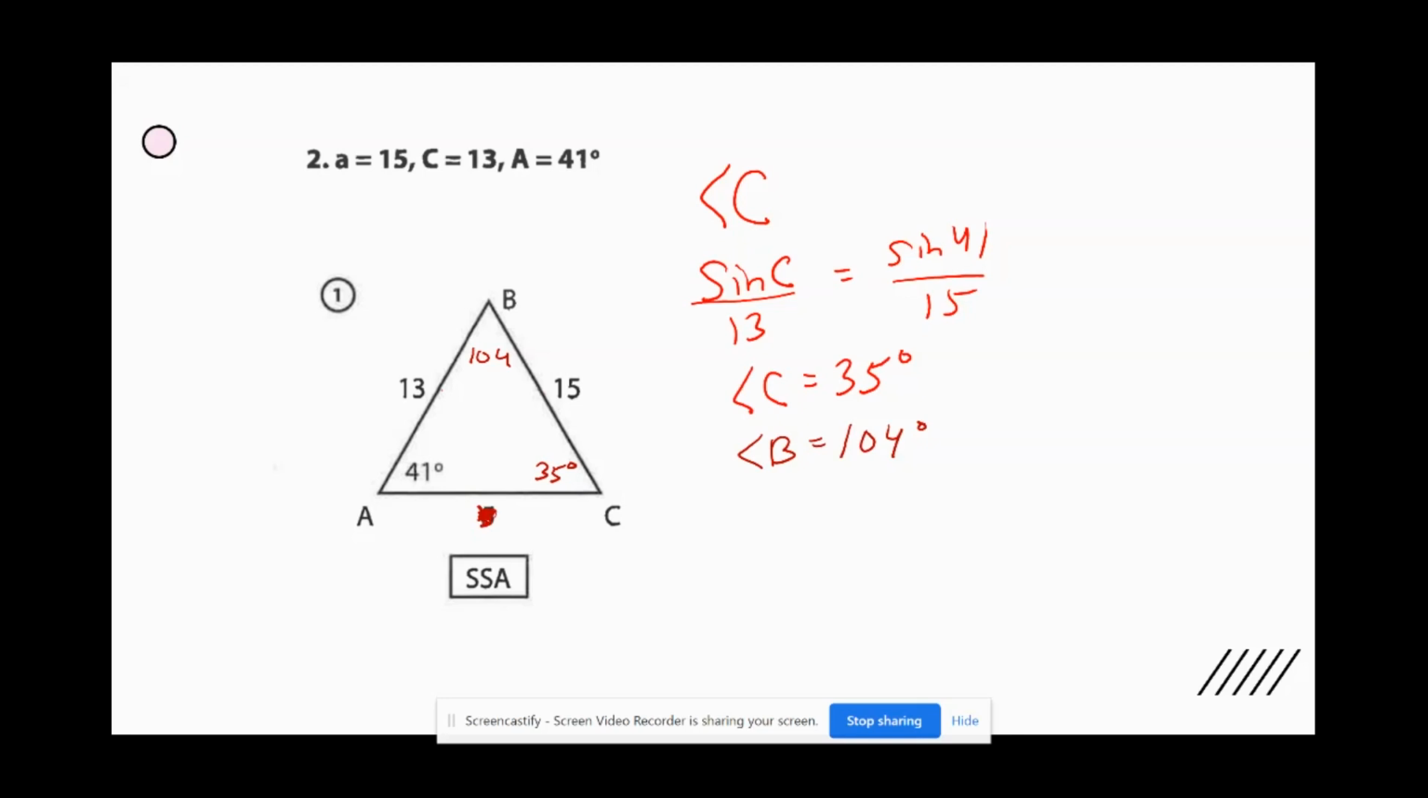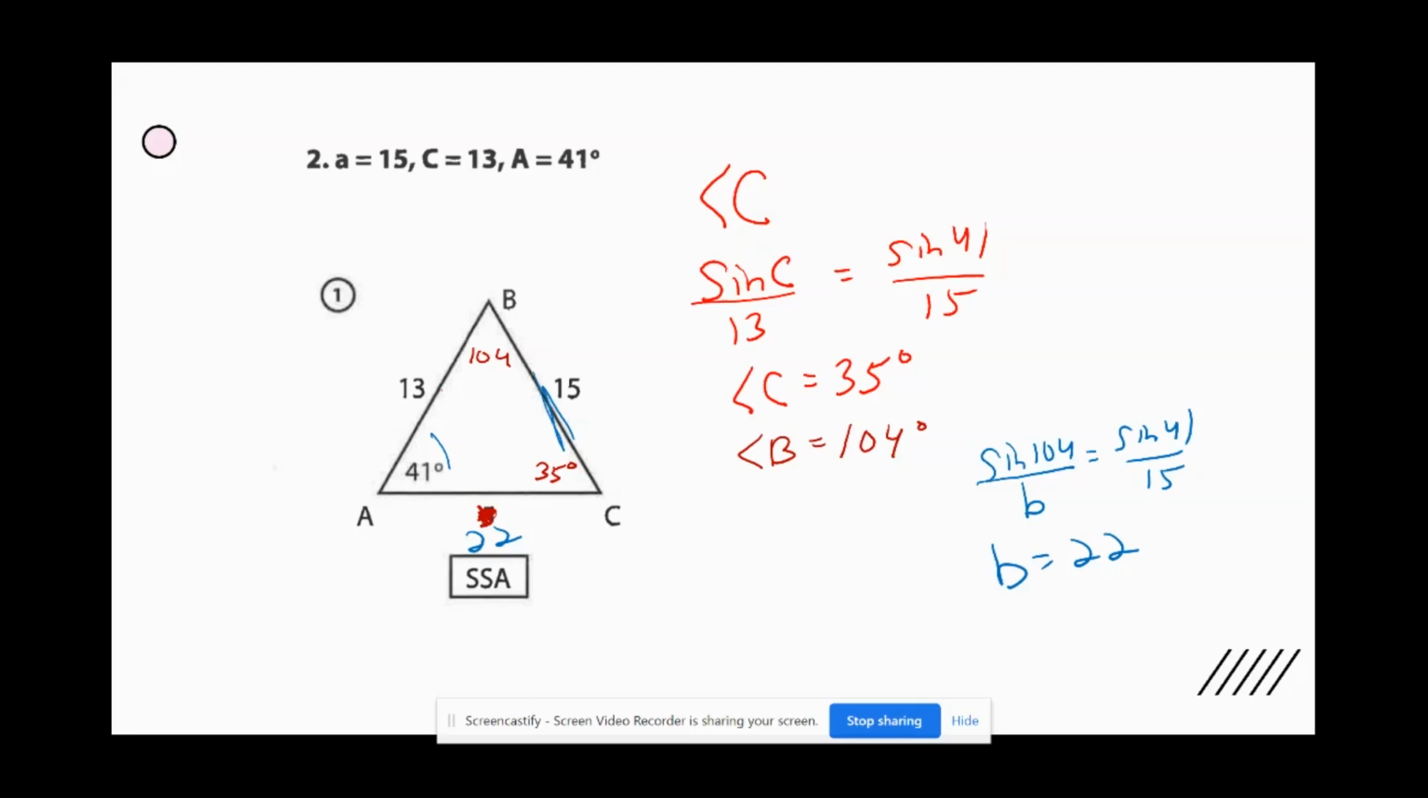So let's set up a new sine thing. So I'm going to do sine 104 over B equals sine 41 over 15. And I chose the A's again, this right here, because it's the given. So if I made a mistake early on, I don't want it to cause another mistake. So I go ahead and do that, and I get B is 22, which proves that that was a typo right there. B is 22. All right. So now I have my triangle.